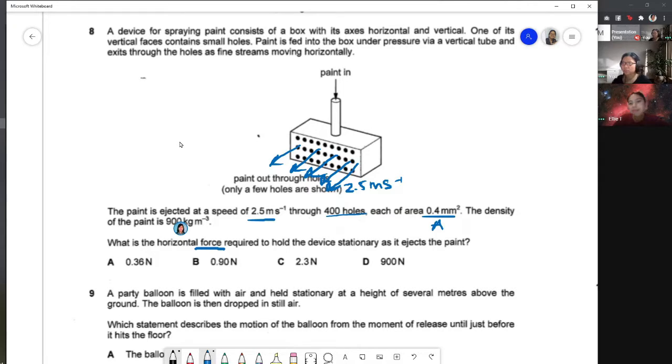Why do we need a force? Is the device going anywhere? What exactly, what conservation are we talking about? Momentum. It's like you shoot the paint out, so the box exerts a force on the paint to push it forward. The paint will exert a force on the box to push it backwards.